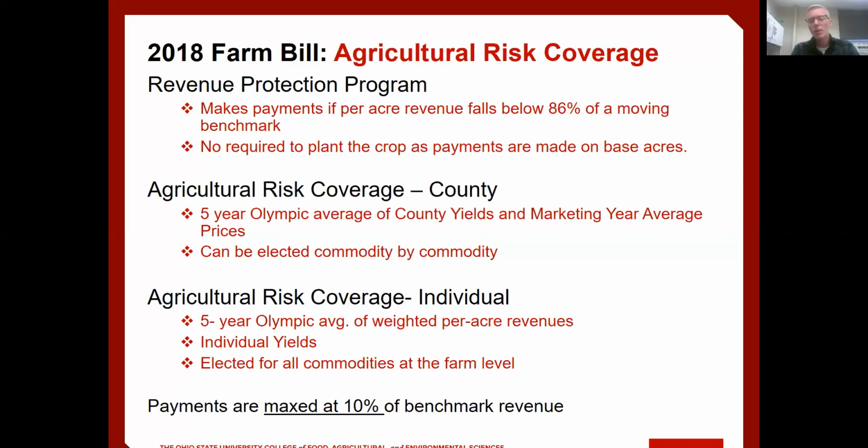For the ARC County program, payments are maxed at 10% of the benchmark revenue. That's just the payment cap. So whatever that benchmark comes out to, it's 10% of that. That's the highest payment you can get.